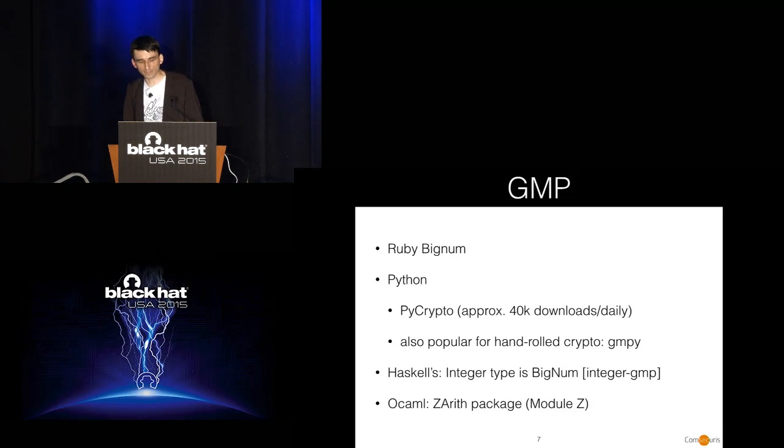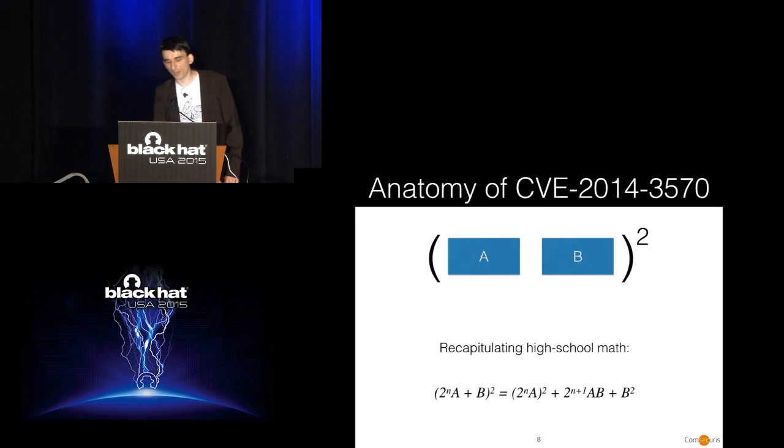And in OCaml, the zarith package is the default for arithmetic these days, for BigNum arithmetic. Okay, so let's have a look at the CV, and for that we need to understand first how to square numbers, and we have to go back to high school to see what's going on there.